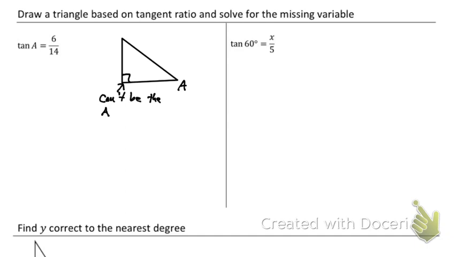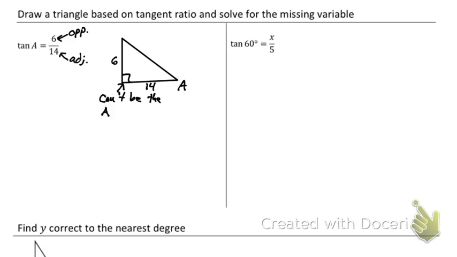Now remember what tangent equals. Tangent of an angle equals opposite over adjacent. Well, that means 6 is my opposite side, and 14 is my adjacent side. So I label this as A, and I say my opposite is 6, and my adjacent is 14. Now, I would like you to have this method in your notes at least once. We did it yesterday, and we're going to do it again today.